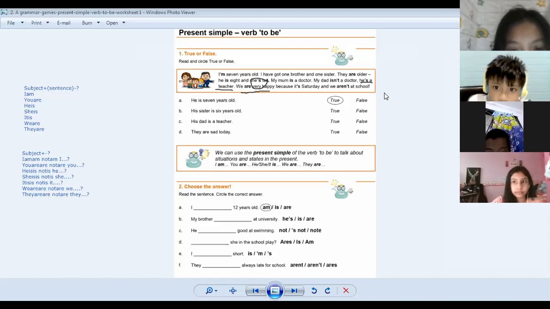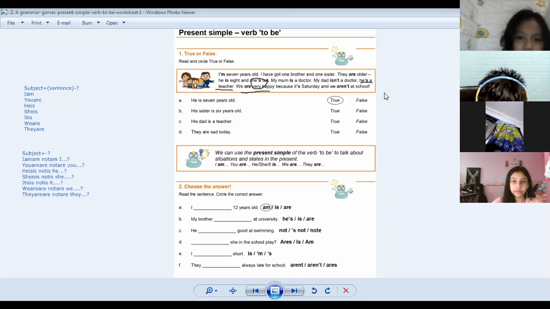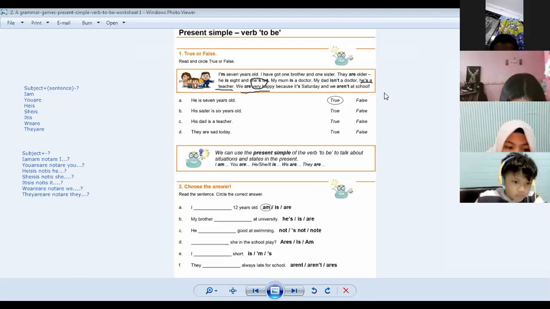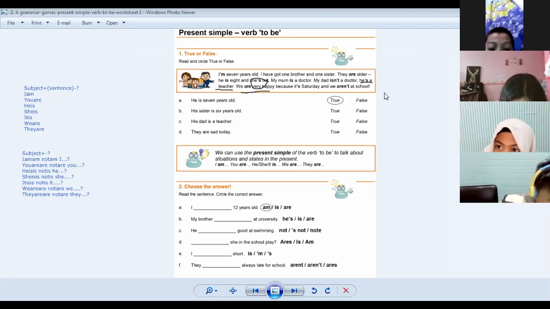And then Naila first. Okay, Naila, what is the answer? Okay, that's correct, Naila. Okay, for Ganesha, I will give you a question. Is it correct or not, my question? I is 40 years old. Wrong. What is the correct one? I am 40 years old. Okay, I am 40 years old.